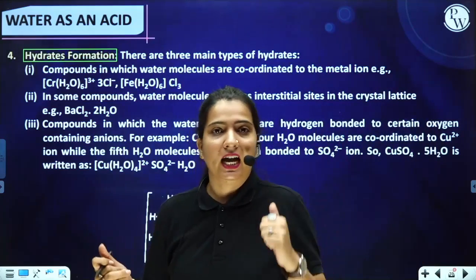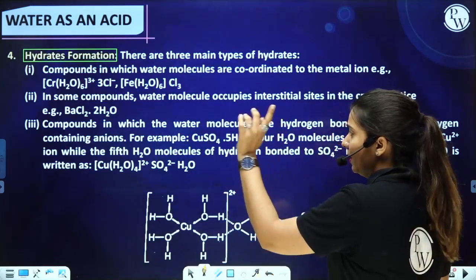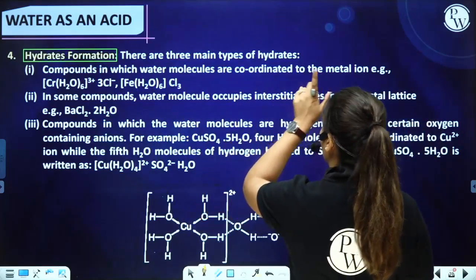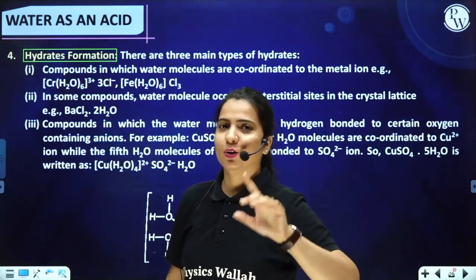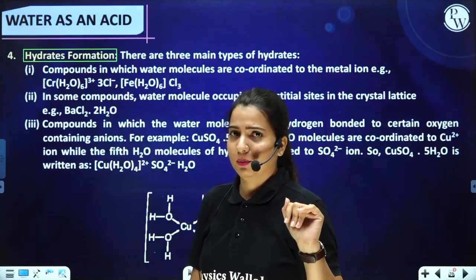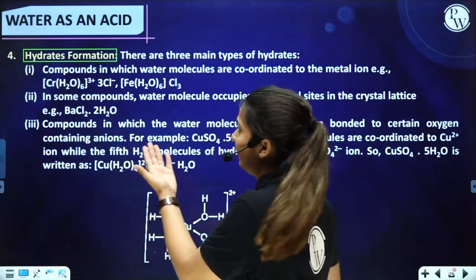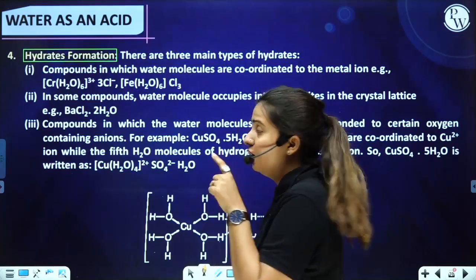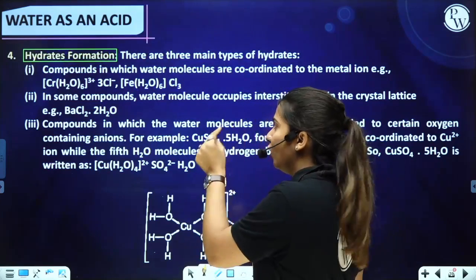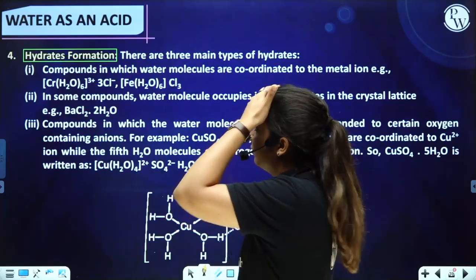Where do we find the hydrates? Where exactly hydrates are present, right? So compounds in which water molecules are coordinated. You have studied the chapter coordination compounds. I know you have got the one short lecture of the coordination compounds also. So there totally we have the coordination chemistry in which we have these kinds of molecules present with us. So the water has not lost its identity. It is present in the form of the hydrate.